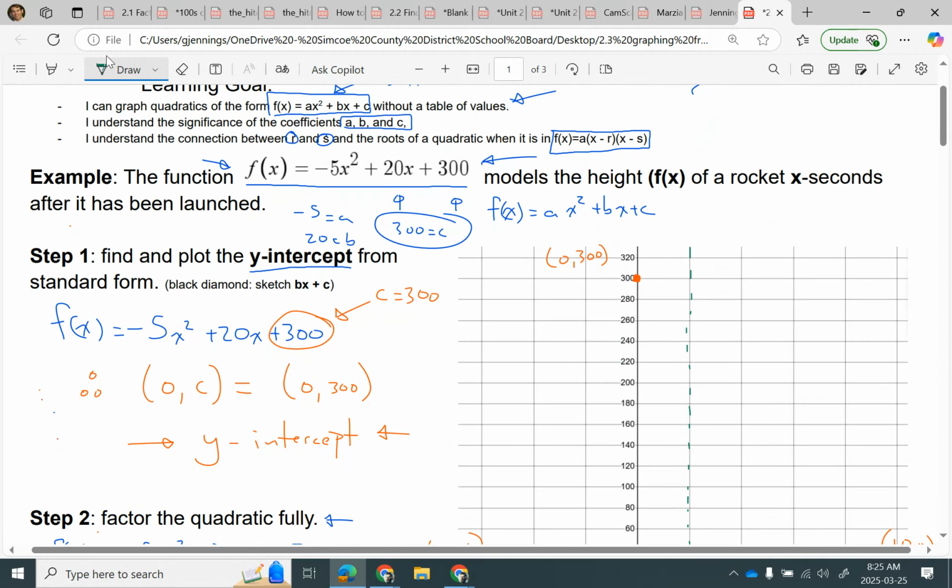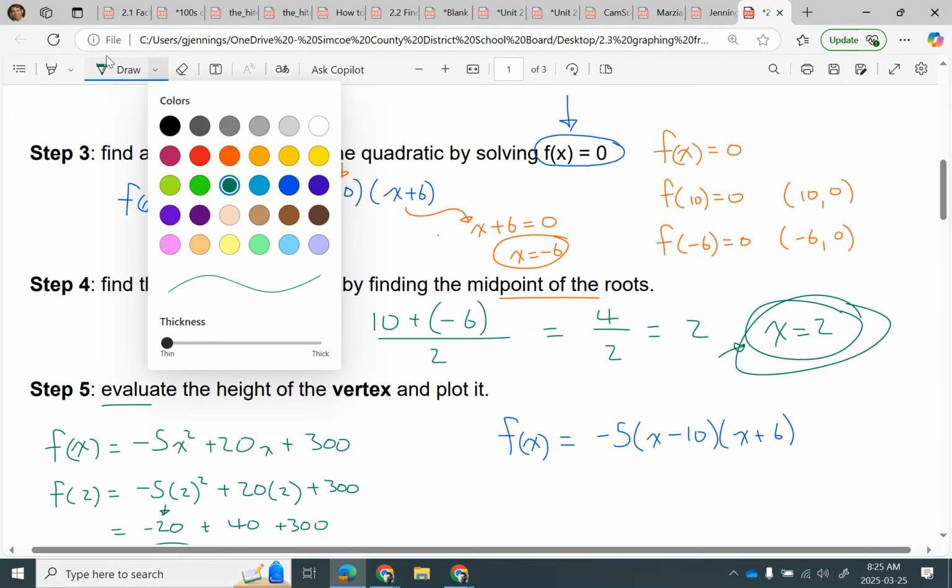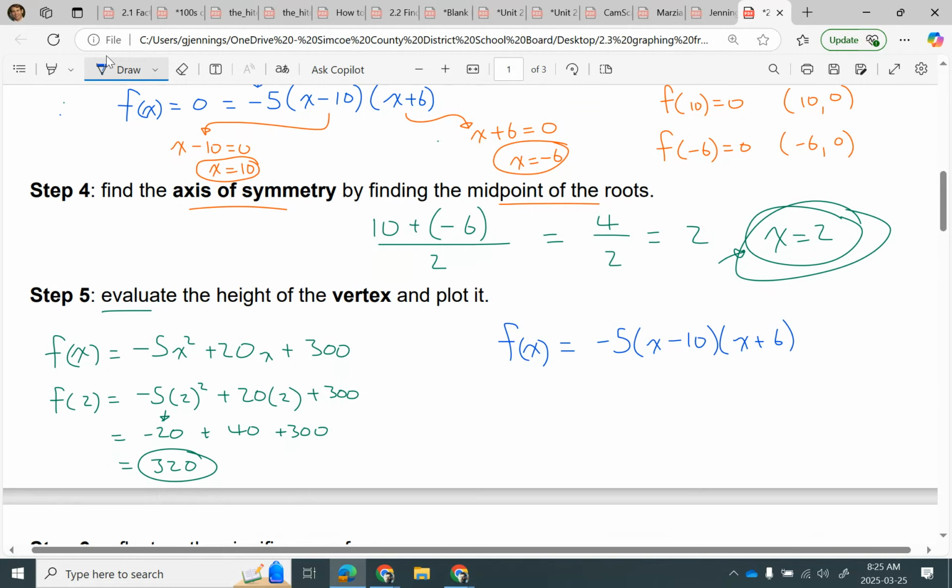So we can put that onto our graph here. Boop. That's the point (2, 320). But we can also evaluate over here just to verify, is that correct? So try it in your factored form and see what happens. We're going to evaluate f at 2, and that would be equal to -5 times (2 minus 10) multiplied by (2 plus 6).